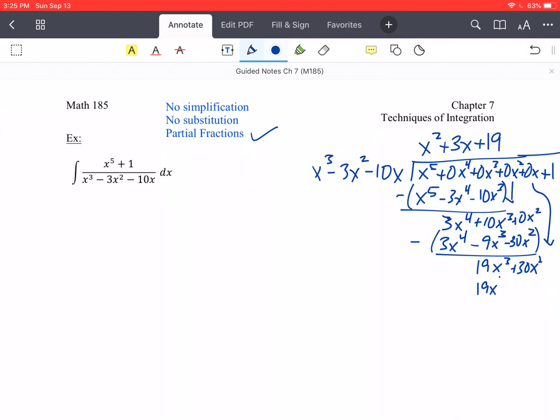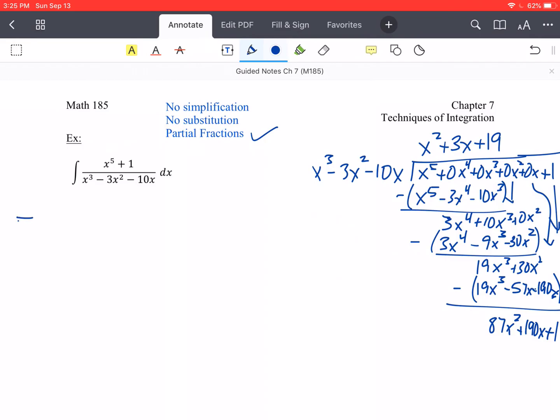So that's 19x cubed. 3 and 19, that's negative 57x. And then 19 and the negative 10, that's negative 190x. Subtract. It's going to give us 87x squared plus 190x, and then plus that 1 that we still had left over there.